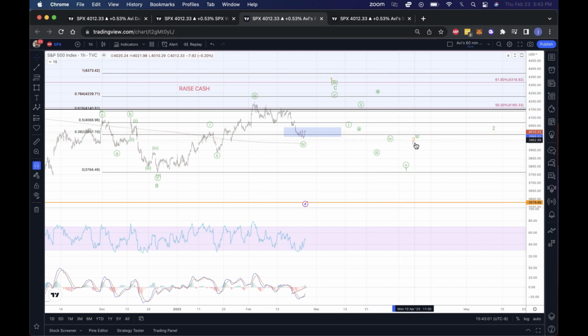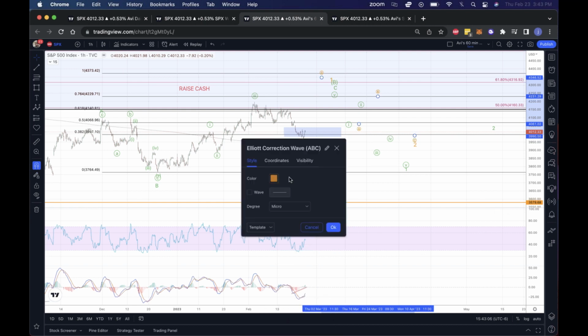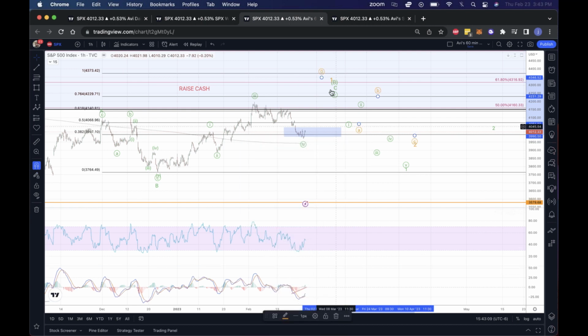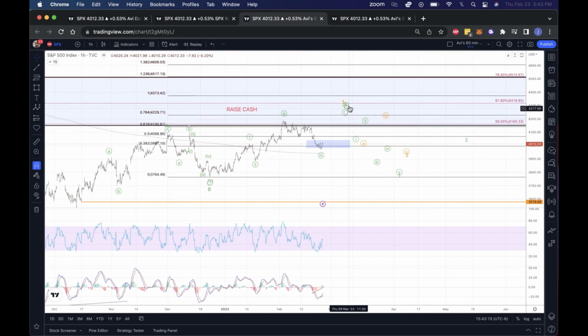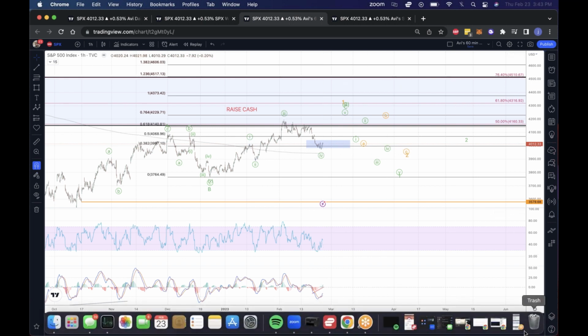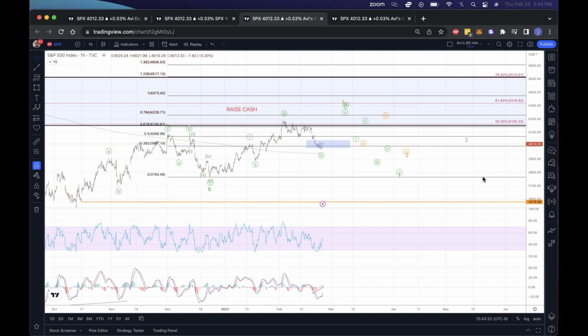If, however, we get something like this as an ABC for a wave 2, a clear 3-wave move like a flat or something like that, that leaves us open for going much higher here. But I don't think that playing for 4,400, ideally starting a rally from today's low, is very prudent. So, okay, I think that answers that.